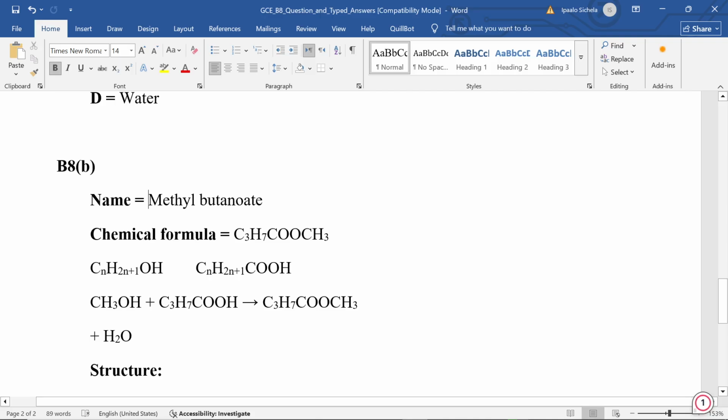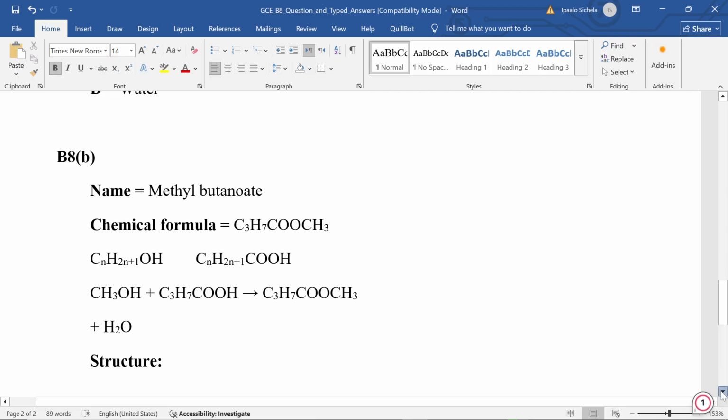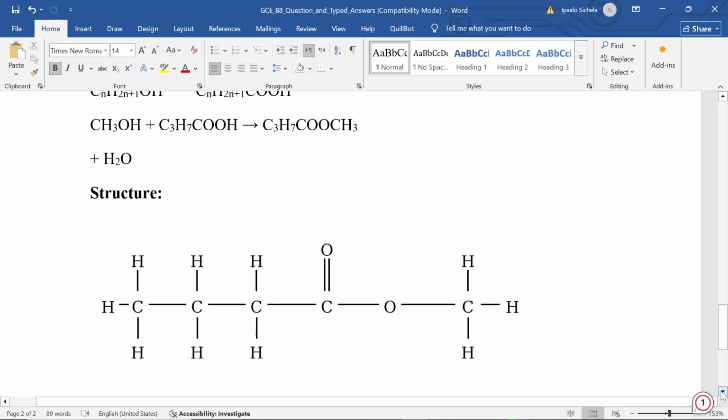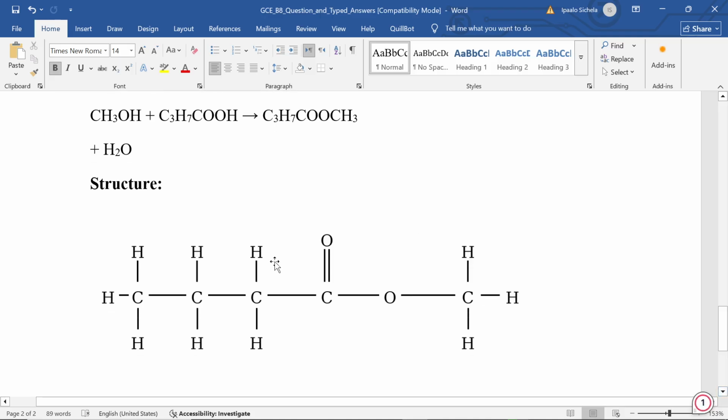Now that we have the chemical formula, we can write the structural formula of methyl butanoate. Once you have the chemical formula, it's very easy to write the structural formula. Then you've done all the work. Once you just find the chemical formula, then everything will be easy. You'll see what I mean. So this is the structural formula of methyl butanoate.